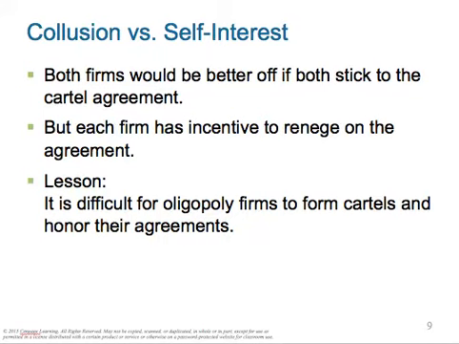Now, let's take a look at collusion versus self-interest. Both firms would be better off if they both stick to the cartel agreement. Okay, they'd get that $900. But if each firm has an incentive to renege on the agreement, i.e., to get that $1,000, they're going to cheat and end up with $800. So the lesson is, it is difficult for an oligopoly, or in this case, a duopoly, it is difficult for oligopoly firms to form cartels and honor their agreements.